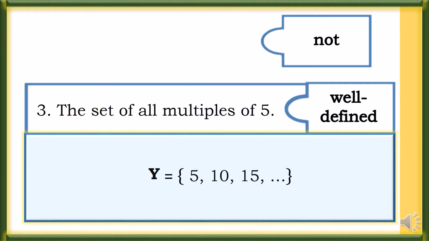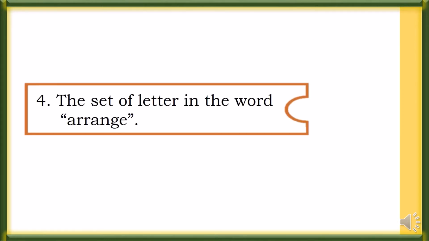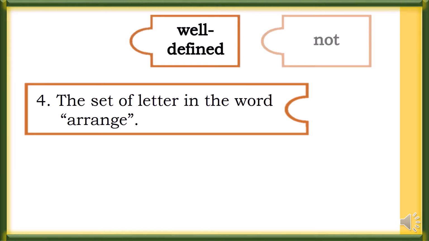This number is represented as an element of the set of all multiples of 5. The three dots are also known as ellipses, meaning the numbers are endless. Example number 4, the set of letters in the word "arrange." Well defined or not? The answer is well defined.